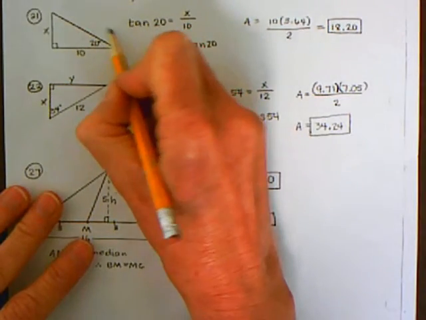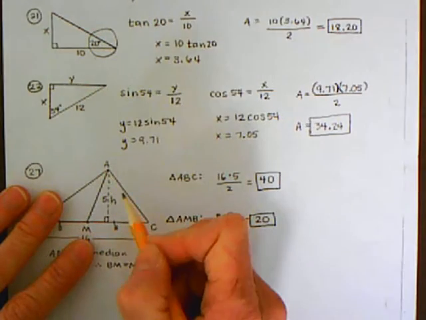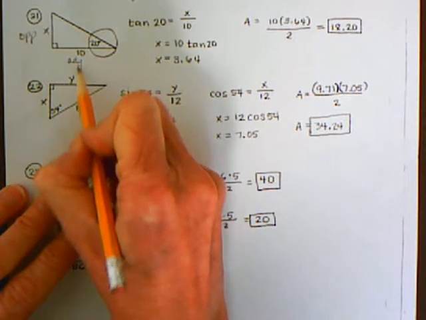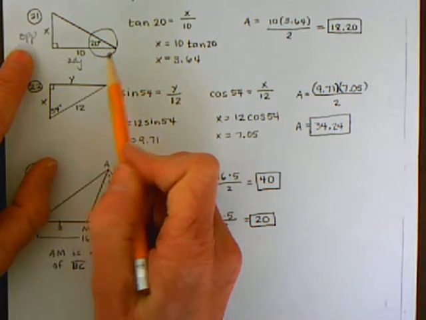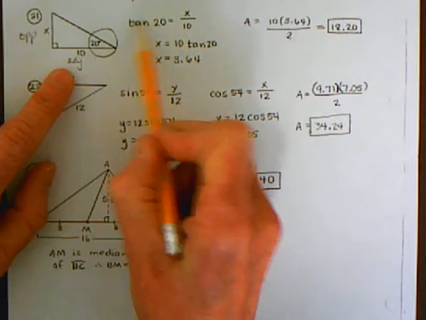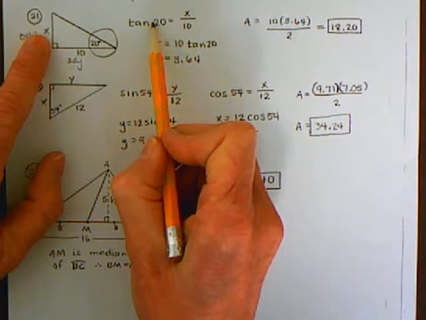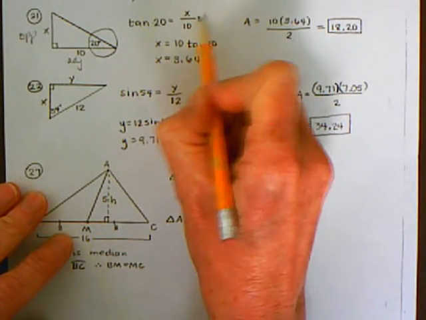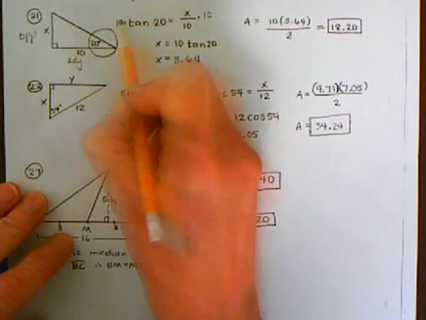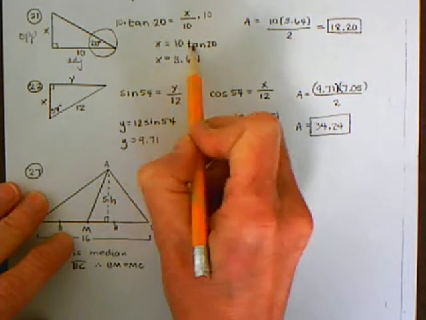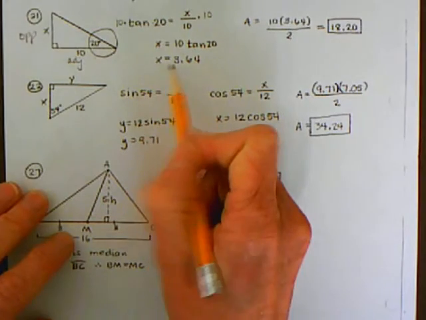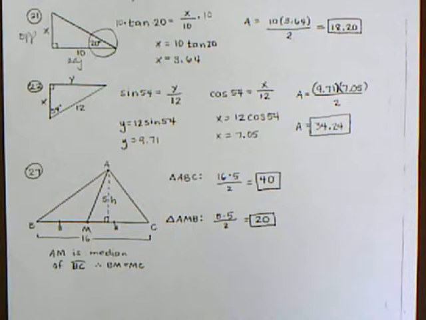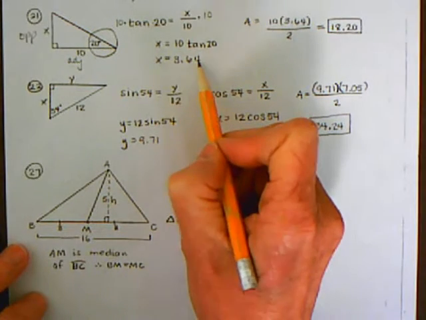All right, so relative to this angle here, this is my angle, this is the opposite side, and this is the adjacent side. So the trig function that deals with opposites and adjacents is tangent. So tangent of 20 is equal to opposite x over adjacent 10. So multiplying both sides by 10, I get that x is equal to 10 times the tangent of 20. So using a calculator, I get that x is equal to 3.64. Okay, and I've rounded to the nearest hundredth there.